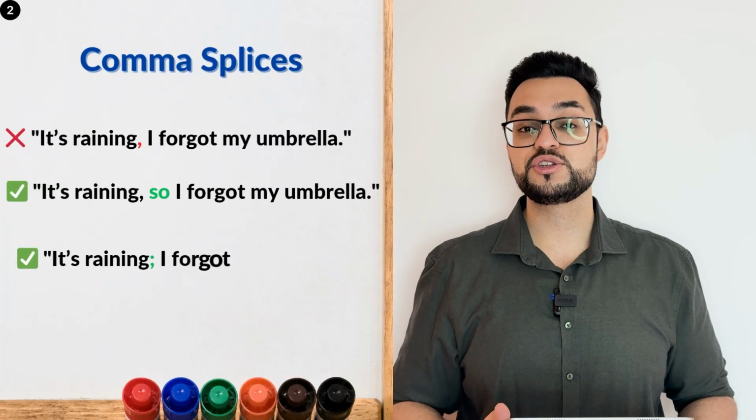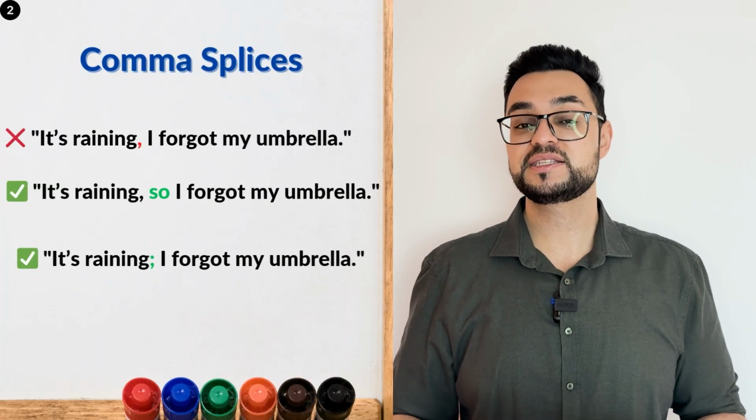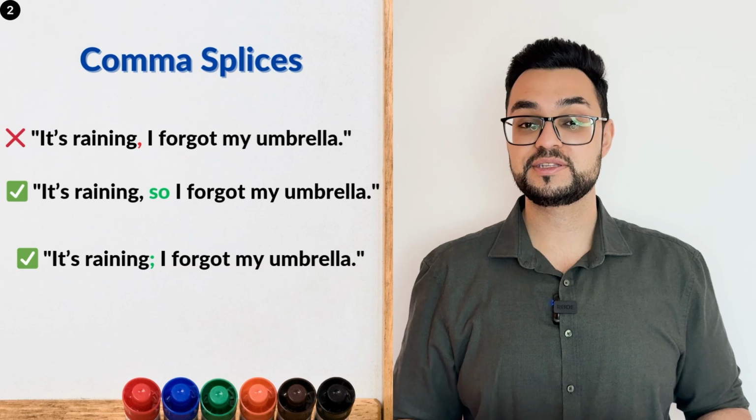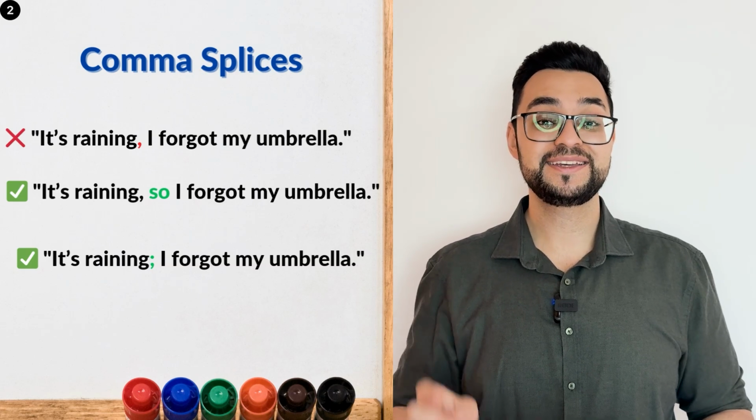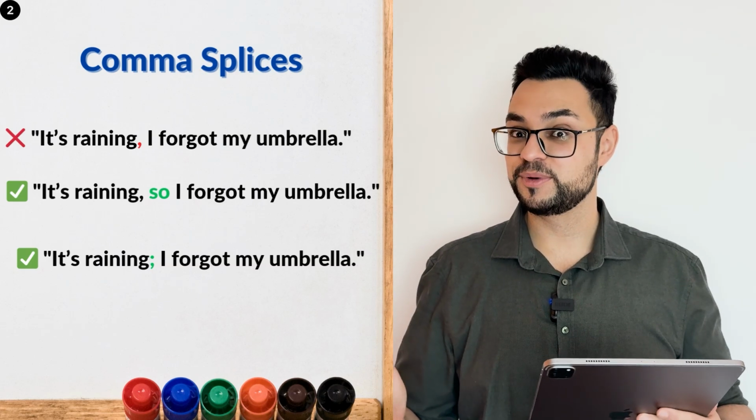Another fix is to use semicolon instead of comma. Like you can say, it's raining, semicolon, I forgot my umbrella.